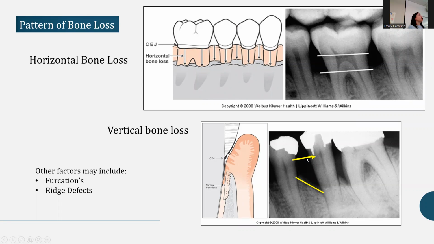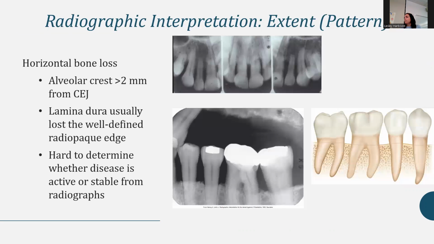However, if the CEJ is uneven, which happens a lot, and the bone loss follows a pattern of the CEJ, that's not cut and dry vertical bone loss, because the teeth are in different planes. And so you kind of have to look, and I'll show you an example of that here.